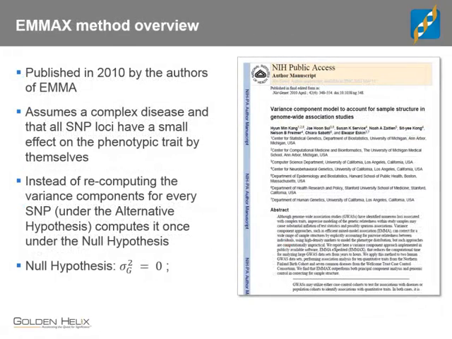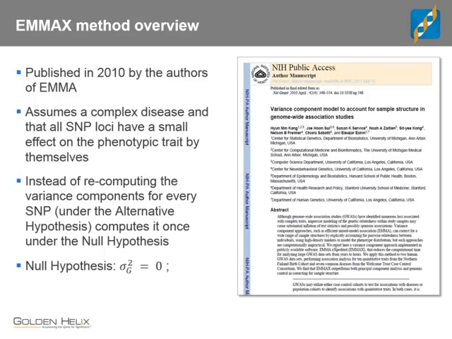The EmmaX method was published in 2010 by Kang et al. This method was a way to make their work in analysis for model organisms computationally feasible for genome-wide association studies, especially those studies with 1,000 samples or more. EmmaX assumes that the phenotype is for a complex disease and that all the SNP loci have a small effect on the phenotype trait by themselves.